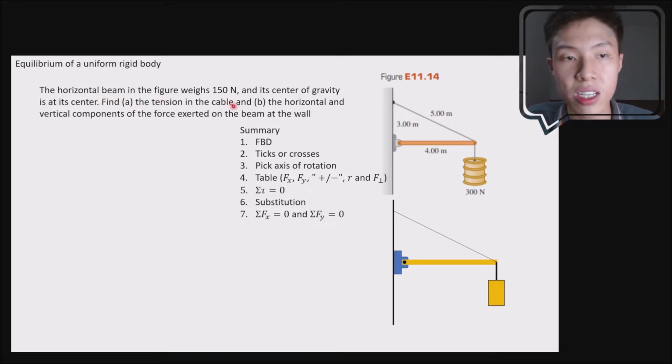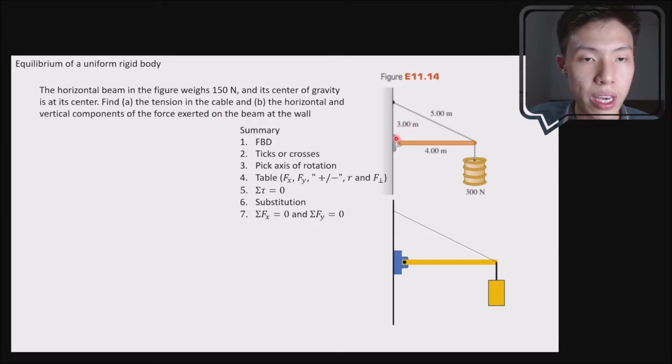Find the tension in the cable, which is this cable over here. There's a pulling force exerted by the rope on this beam. And B, you are asked to find the horizontal and vertical components of the force exerted on the beam at the wall. So this force is exerted at the wall. At the wall means the position of the force is at the wall, but it's exerted on the beam.